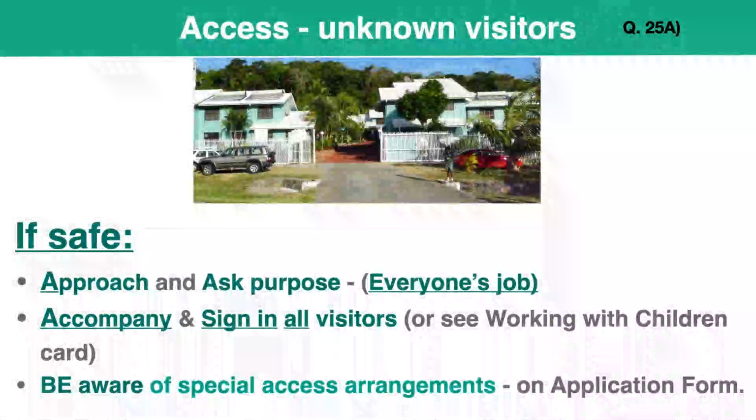If they appear safe to approach, then approach and just ask their purpose. This should be everyone's job in residence. And then you don't just say, "Oh, okay, off you go." You accompany them to sign in at the relevant office, because every visitor should be signed in. And if they have to go into a student area, you may need to ask to see their working with children's card, or you must accompany them. You just can't leave them unattended.